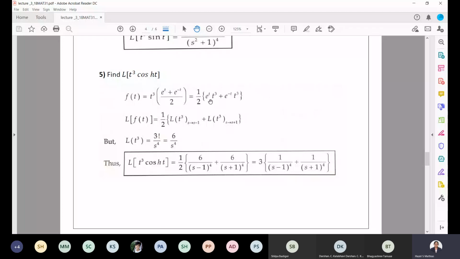Here I have used the previous property. You can use the present property as well, but you have to differentiate it 3 times. Still it doesn't matter. Here you have e power at, and the transform of e power at will be 1 by s minus a. It will not be a difficult task, you can do it that way also. But here I have solved using the previous one. What is the Laplace transform of t cube? You have to find it, then replace s by s minus 1. Here first find the Laplace transform of t cube, then replace s by s plus 1. I have used the previous property, that is Laplace transform of e power at into f of t. Are you able to understand?